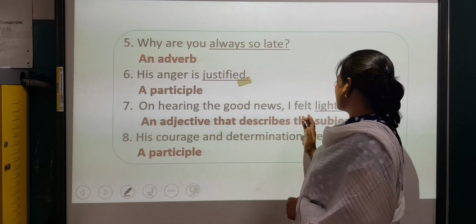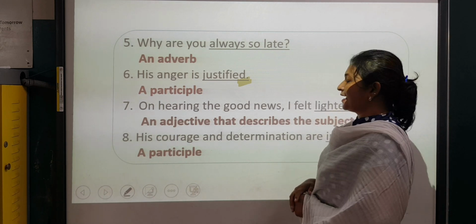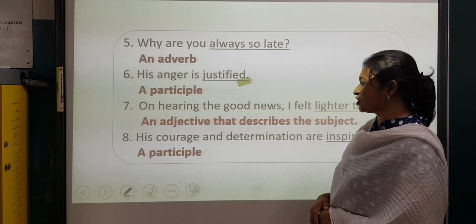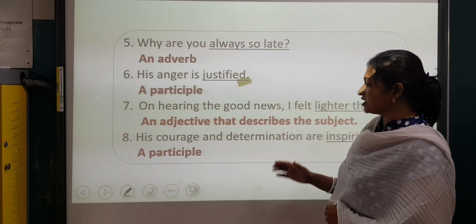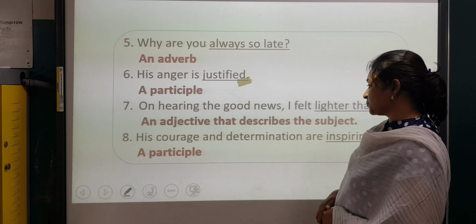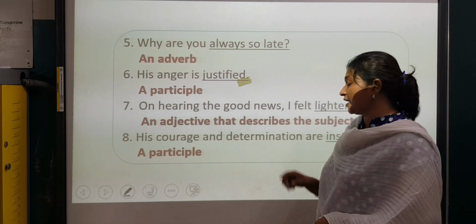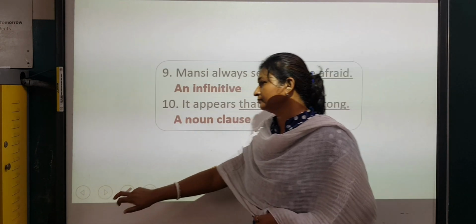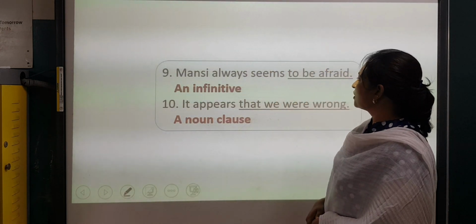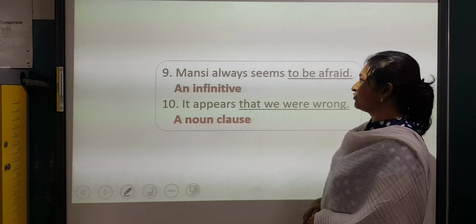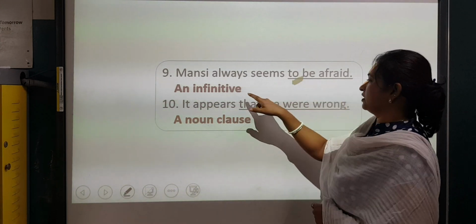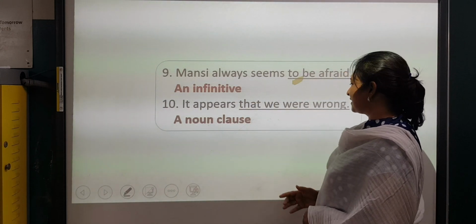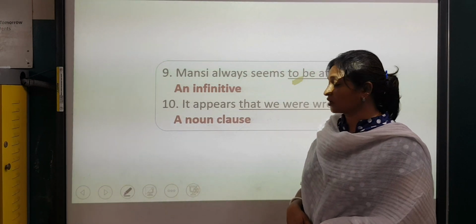On hearing the good news, I felt lighter than air. So "lighter than air" is a complement and it's an adjective that describes the subject. His courage and determination are inspiring. So "inspiring," ending with "ing," is a participle. Ninth one, Mansi always seems to be afraid. "To be afraid," because of this "to" plus verb, we call it an infinitive. It appears that we were wrong. "That we were wrong" is a noun clause.